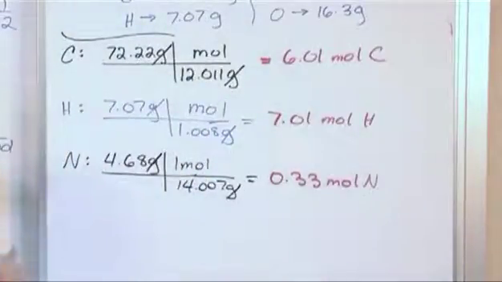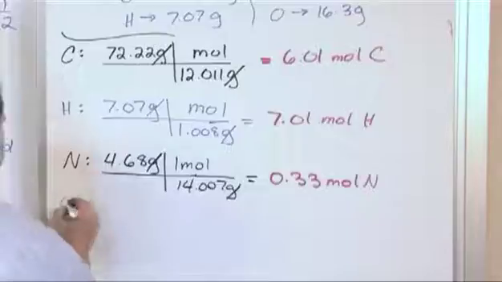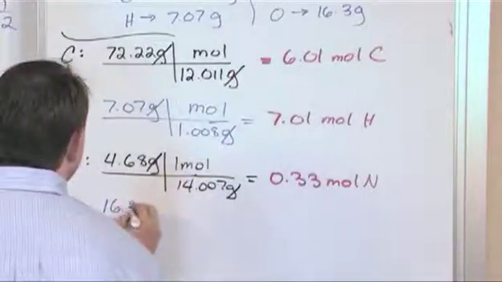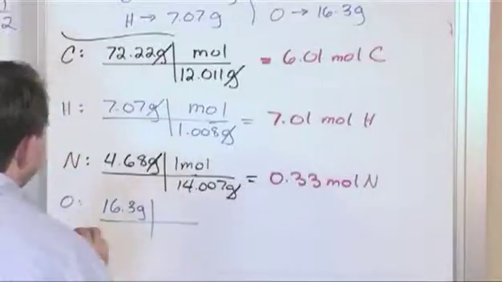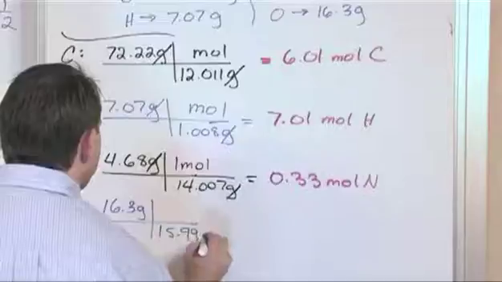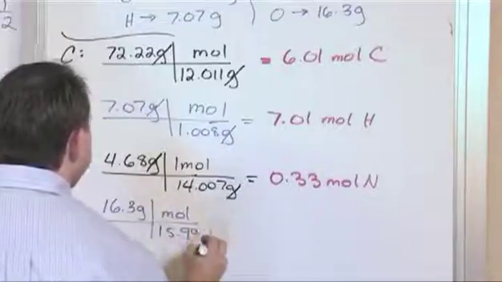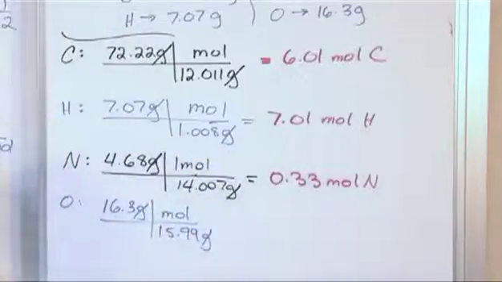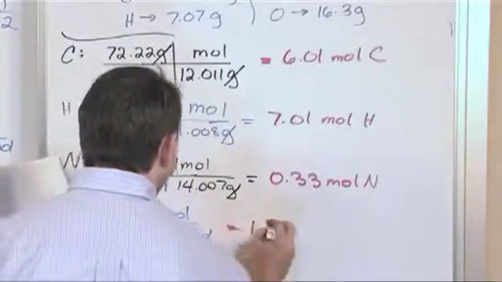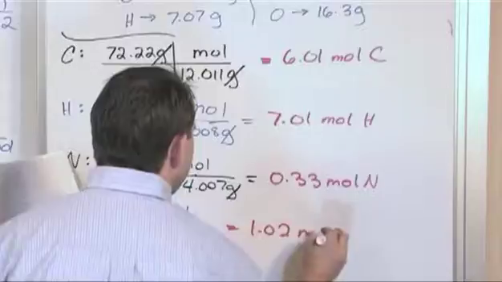And then the final one is oxygen. For oxygen, we had in our sample 16.3 grams of oxygen. How do we convert to moles? On the periodic table, it's 15.99 grams per mole. Grams cancels with grams, so it's the same thing. 16.3 divided by this is going to give me 1.02 moles of oxygen.